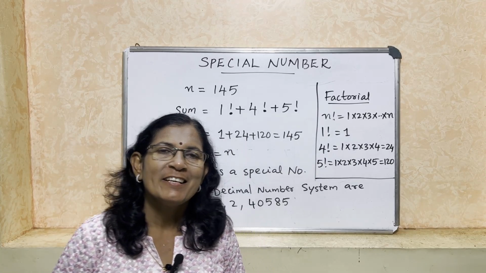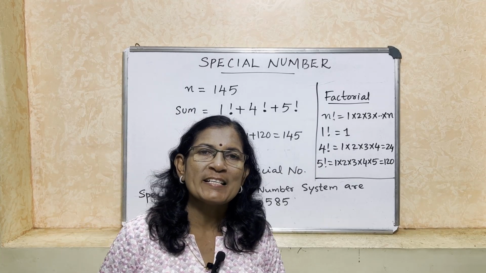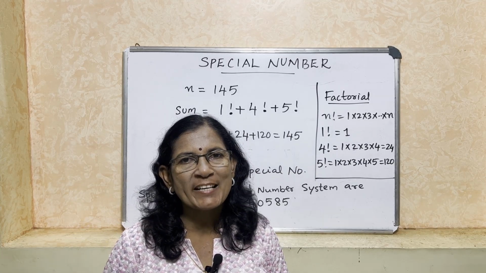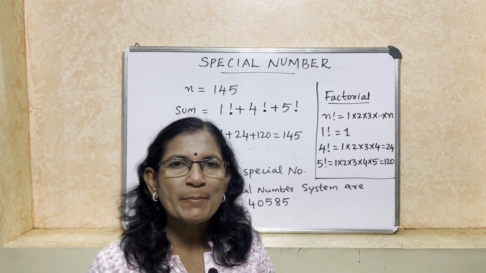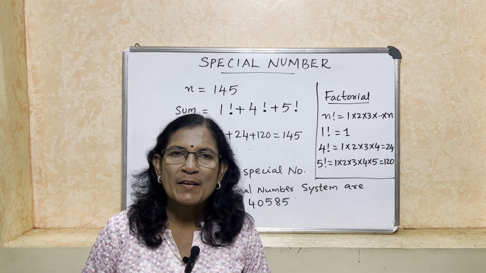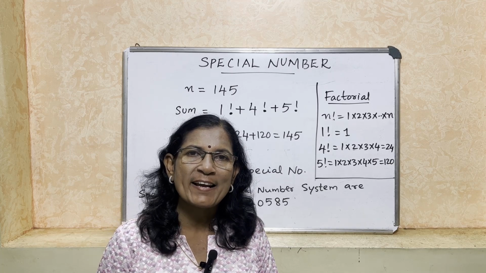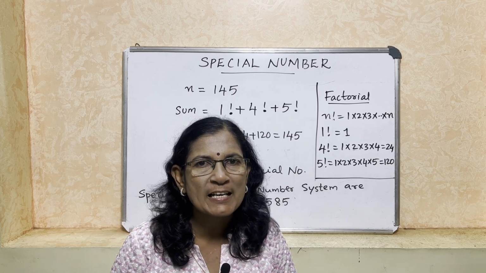Hello everyone. Today let's learn to write a program in Java to check whether an input number is a special number or not. A number is said to be a special number if the sum of its digits' factorial is equal to the original number.